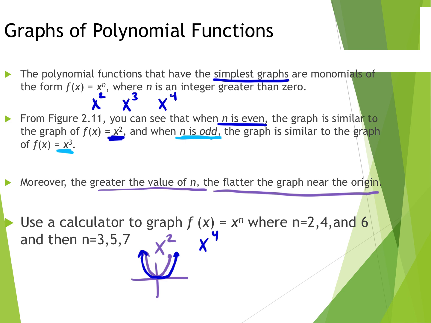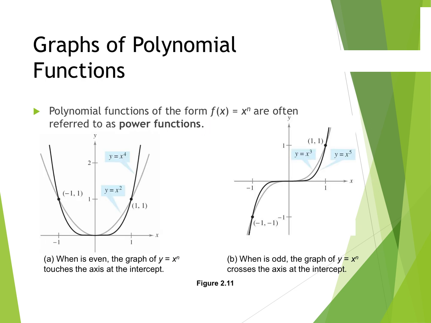There's a couple examples on the next page. We're not going to be graphing these using a graphing calculator. We're just going to be graphing them by hand. So in this section, we're not using a graphing calculator yet. We're just graphing them by hand. So on the next page, we have an example of an x squared graph and an x to the fourth power graph. So the higher the degree, the flatter the graph is near the origin. Same with x cubed. X to the fifth power has the same shape, but it's just going to be a little bit flatter near the origin.